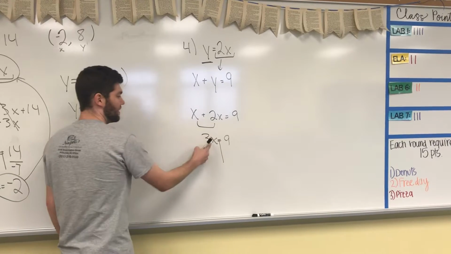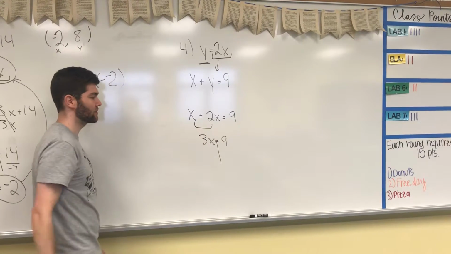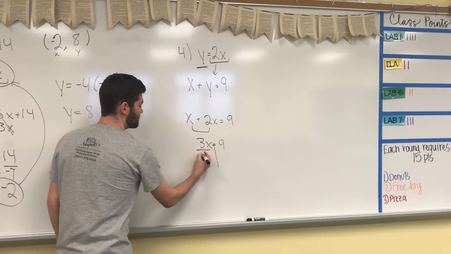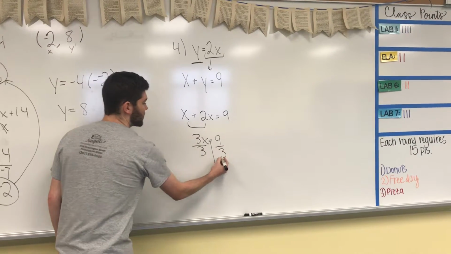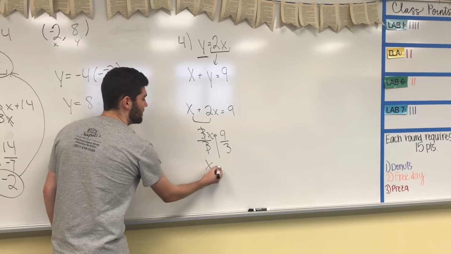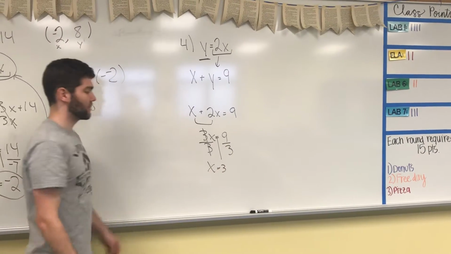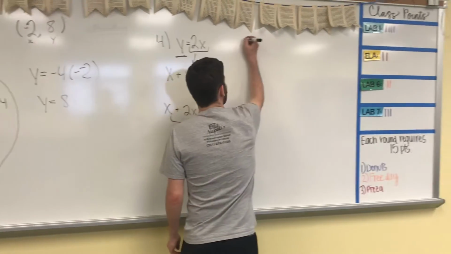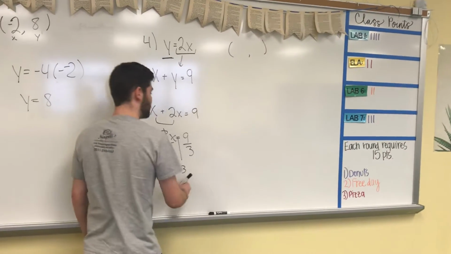So separate. This says 3 times x, so the inverse would be divide. Both sides by 3. That cancels to be 1, so I have 1x equals 3. So again, my solution is one solution. My x equals 3.